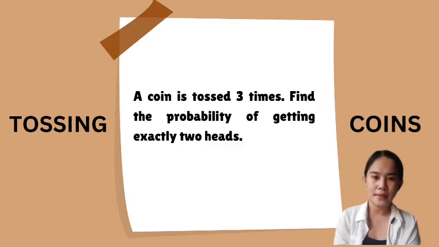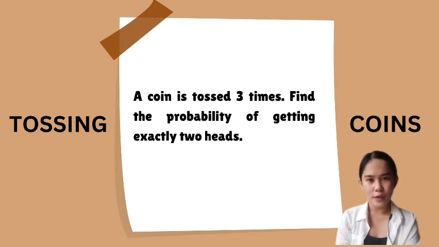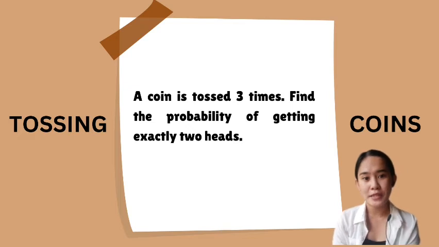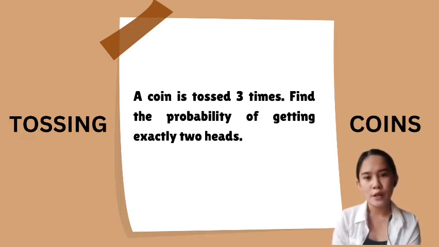For an example, a coin is tossed 3 times. Find the probability of getting exactly 2 heads. So I will ask, is this situation an example of a binomial experiment? Yes or no? From the standpoint of a binomial experiment, one can show that this situation meets the 4 requirements. So this situation is a binomial experiment.